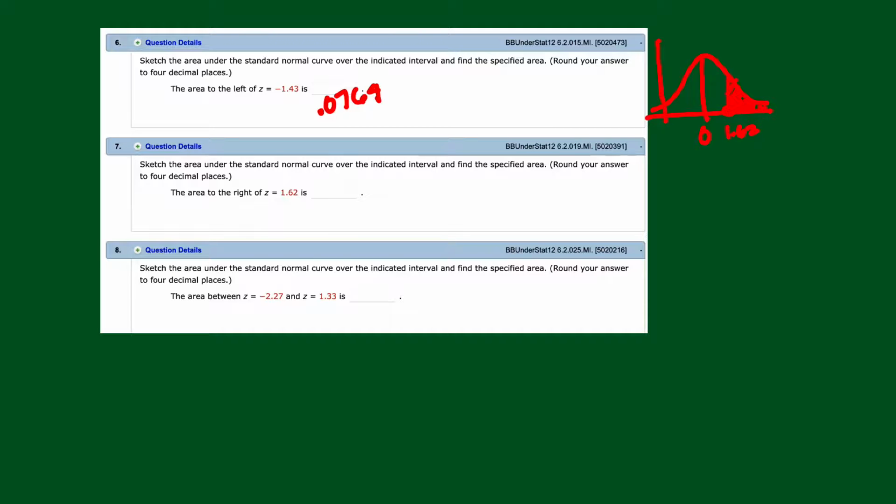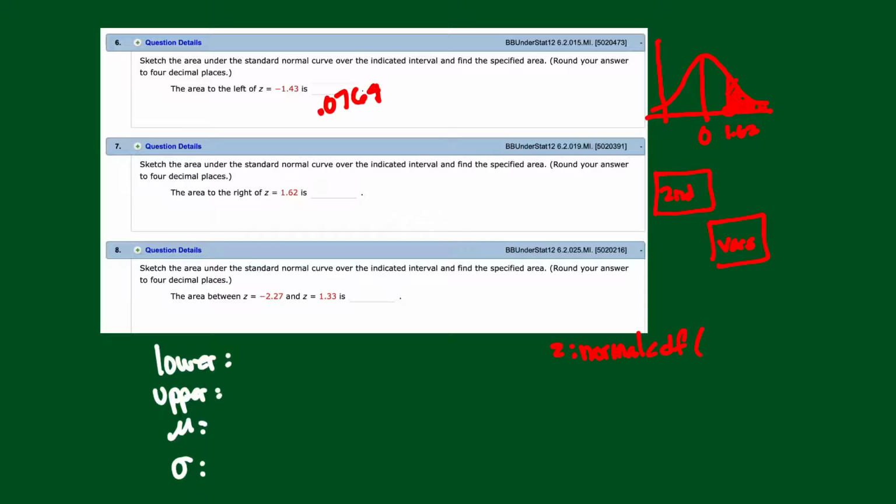So on your calculator, here's what we're going to do. You're going to press second, VARS, and then select item number 2. That's normal CDF. You don't want number 1, normal PDF. You want number 2, normal CDF. And now the lower bound, well, they're giving us the lower bound here, right?